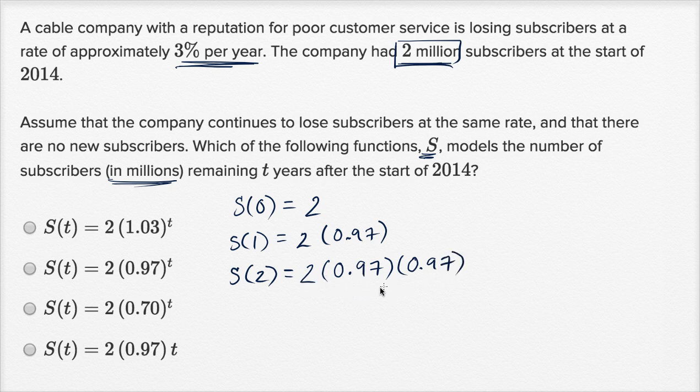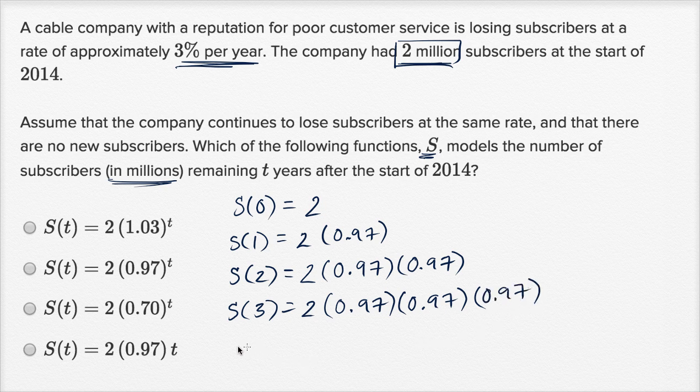So I think you see the trend. You're going to multiply by 97% as many times as t, I guess is another way to think about it. If you say S of 3, you started with 2 million subscribers. After 1 year, you retain 97% of them. After another year, you're going to retain 97% of this. And after another year, at t equals 3, you're going to retain 97% of that. So in general, S of t is going to be what you started with times 0.97 to the tth power.